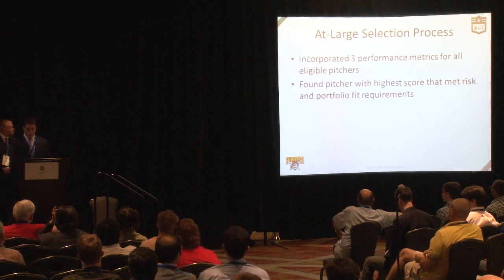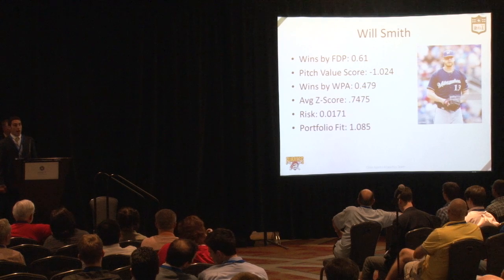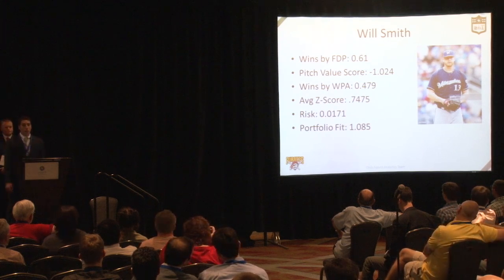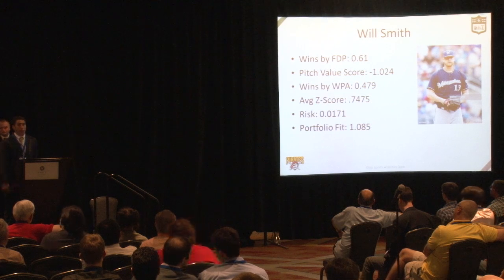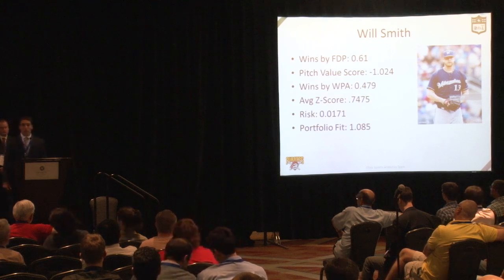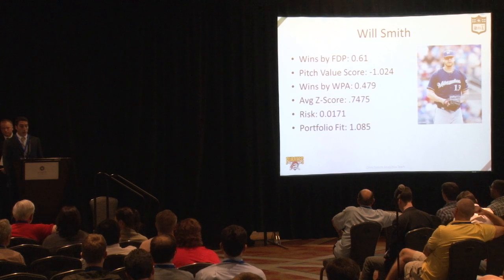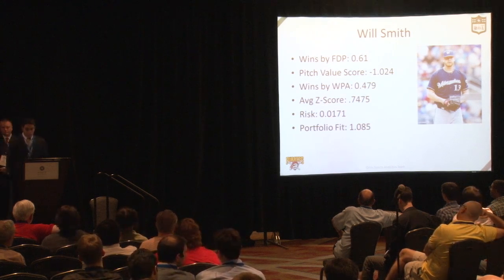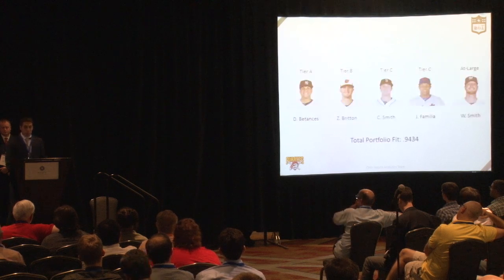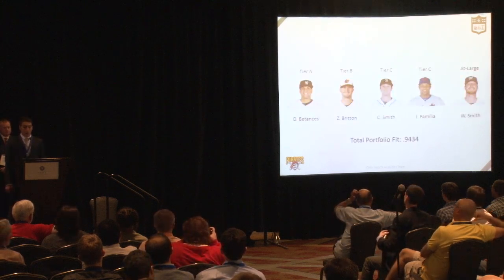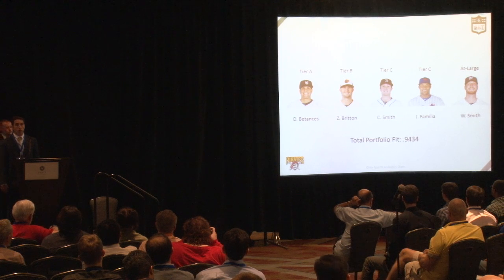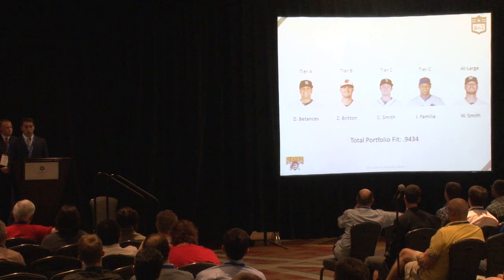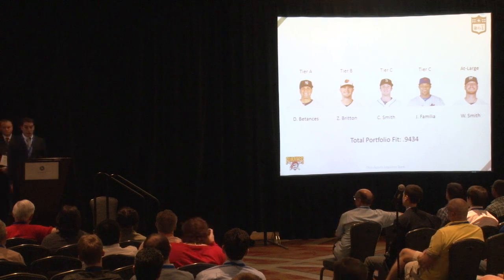And that selection was Will Smith. His average Z-score came out to be .7475, which would have put him amongst the top of our Tier C selections. Again, his risk fell well below our risk threshold, and his portfolio fit actually skewed us right back to where we wanted to be, giving us a total portfolio fit of about .9434, or about 6% better against righties than we were against lefties. And that was a number we calculated to be an ideal number.